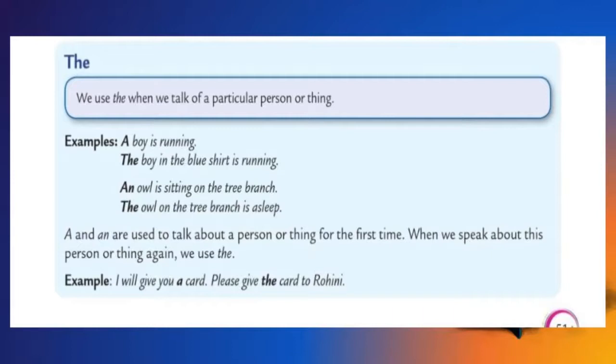Let's move to the second example. An owl is sitting on the tree branch. The owl on the tree branch is asleep. It means for the first time we are speaking about an owl.